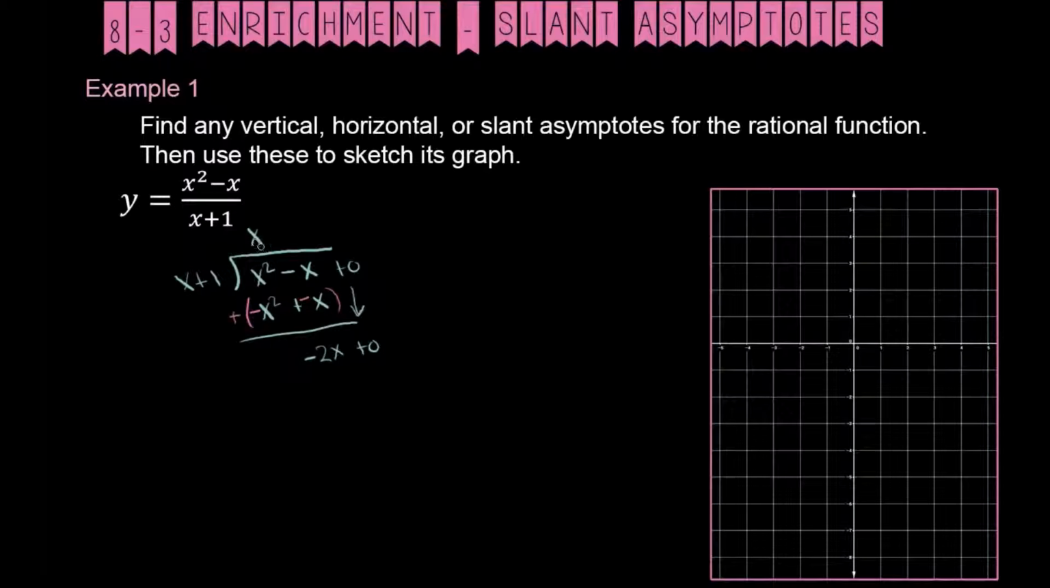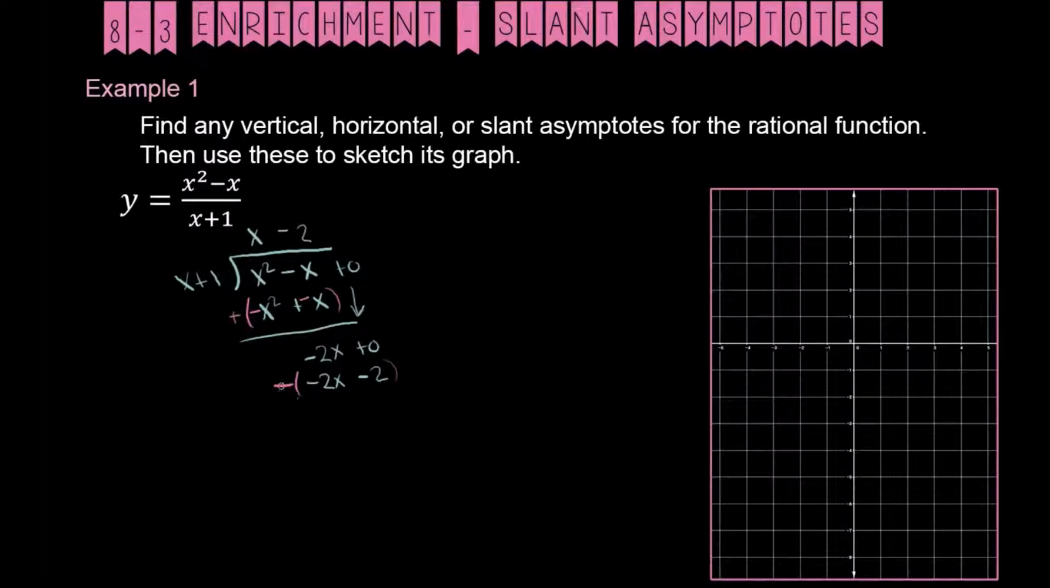Now we're going to do a similar thing. We're asking x times what will give us this negative 2x? Well, we need to multiply it by a negative 2. Then we take this negative 2 and multiply it through by this factor. So negative 2 times x will give me a negative 2x, and negative 2 times a 1 will give me a negative 2. And again, I am going to subtract.